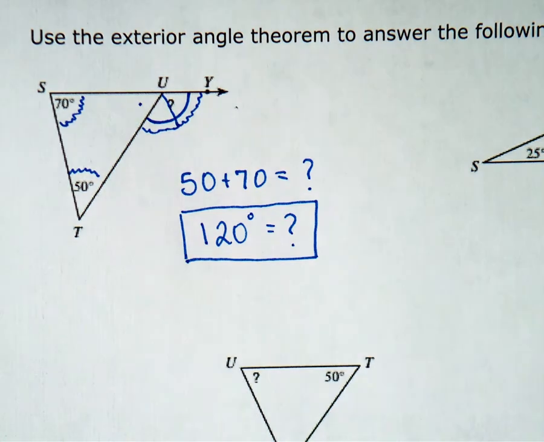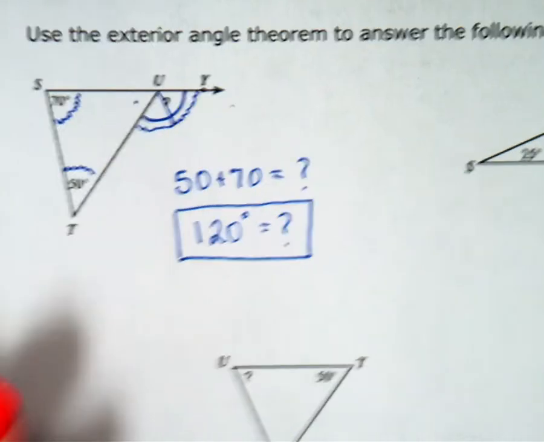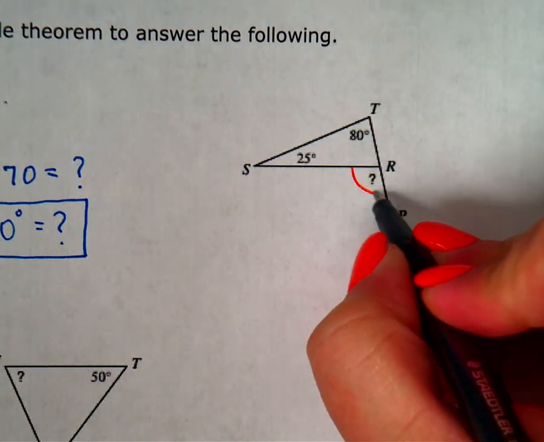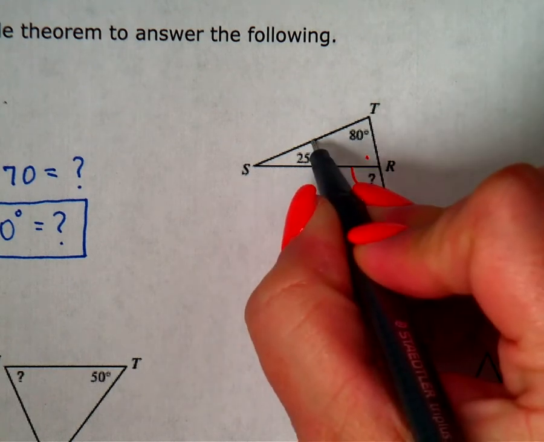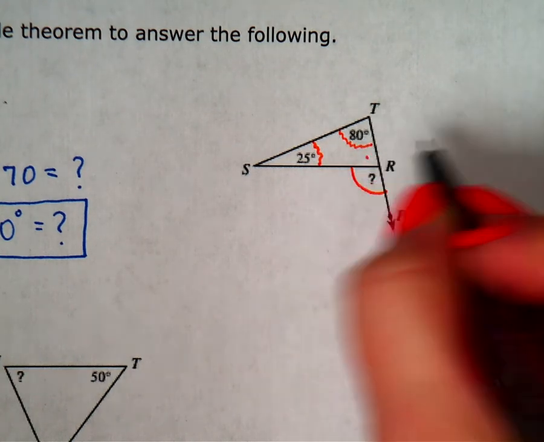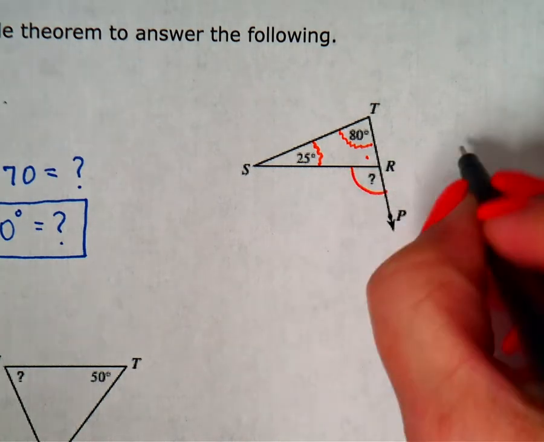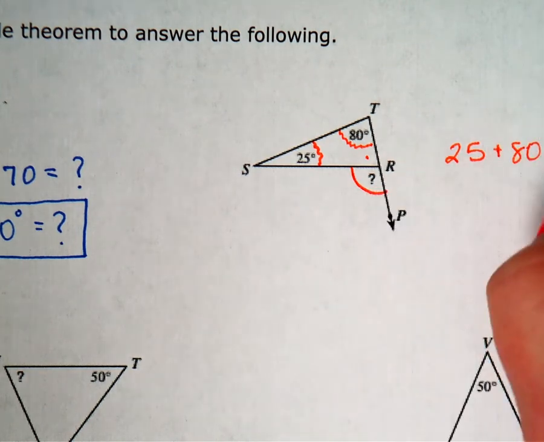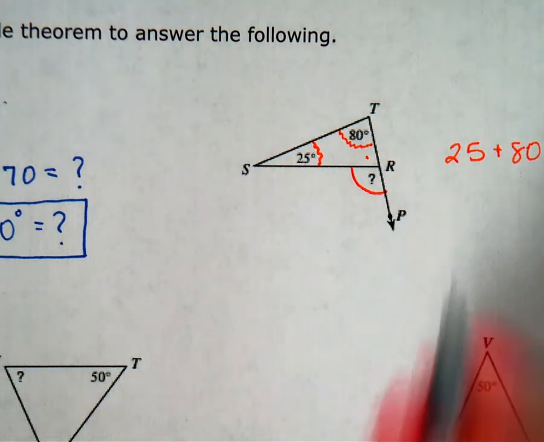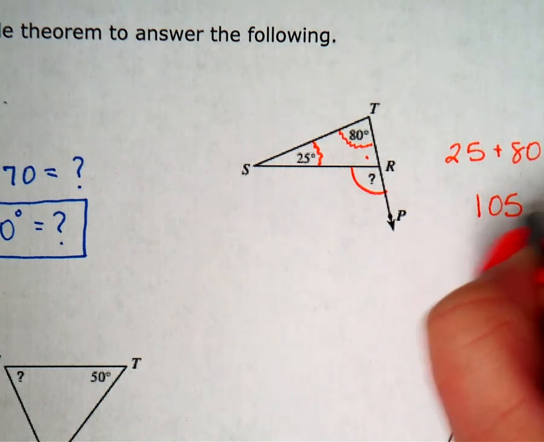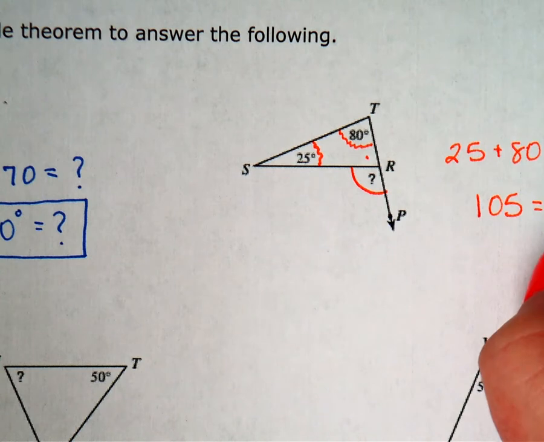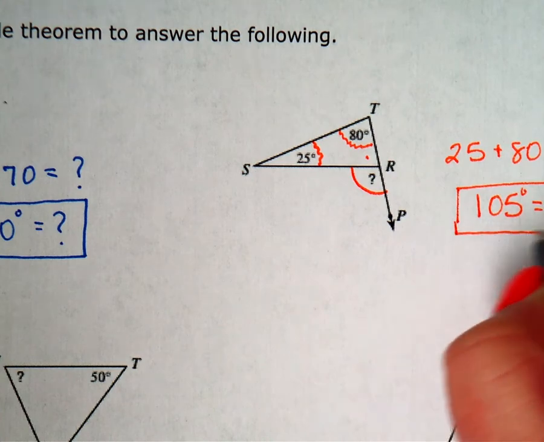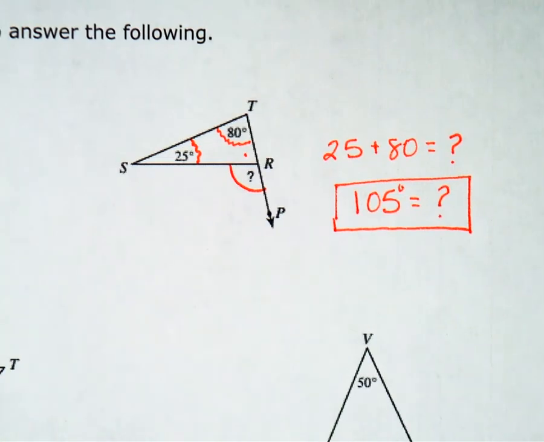Okay, let's look at the next example. When I look at the next one, again, I'm looking for this exterior angle. So this one is the one adjacent, so the two I would tear off would be the 25 and the 80 that would fit exactly in this angle. So my 25 plus my 80 together would make that outside angle. 25 plus 80 is 105. So 105 is the value for my question mark. Oops, y'all couldn't see that. There you go. Take a minute.